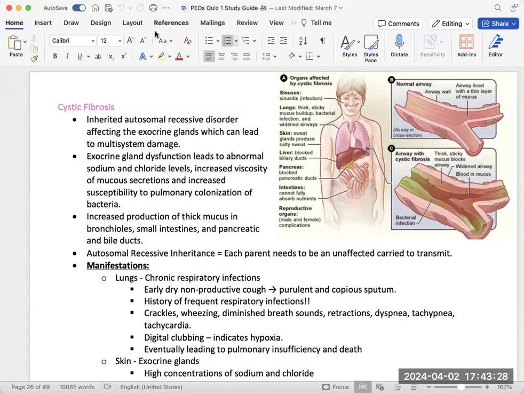Basically, what happens is there's a dysfunction with the exocrine glands leading to abnormal sodium and chloride levels. It's one of the things they always ask on the NCLEX when it comes to cystic fibrosis, is how it's caused, and it's an accumulation of chloride levels. And there's this increased viscosity or thickness of mucus secretions, and there's an increased susceptibility to colonization with bacteria. So that's another thing that's happening.